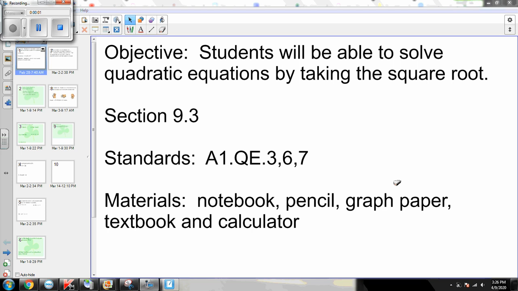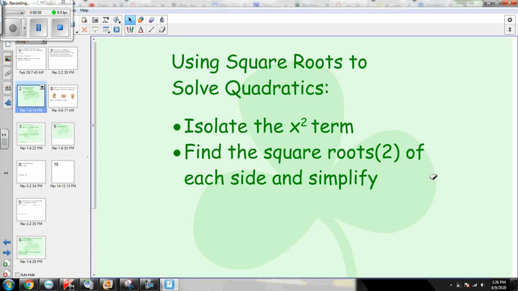Today our objective is to be able to solve quadratic equations by taking the square root. Our first step will be to isolate the x to the second term. Then we will find the square root of each side and simplify.